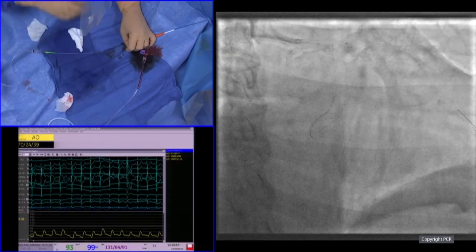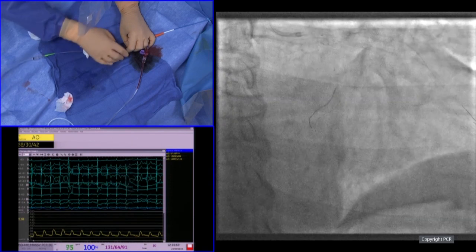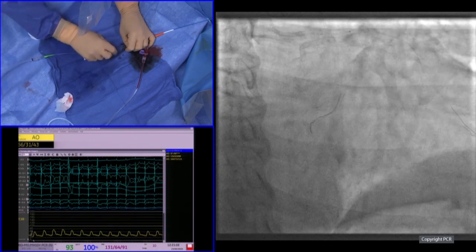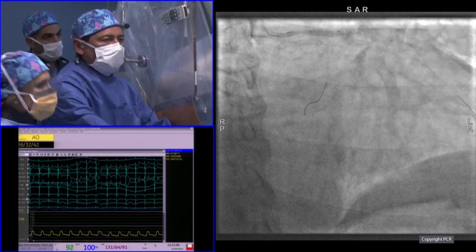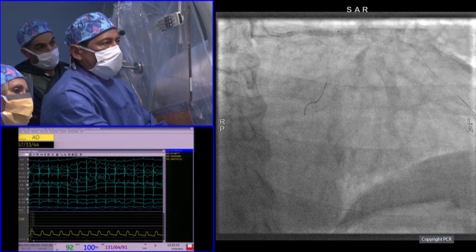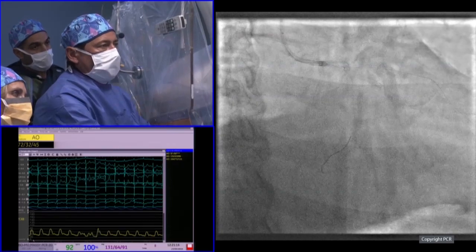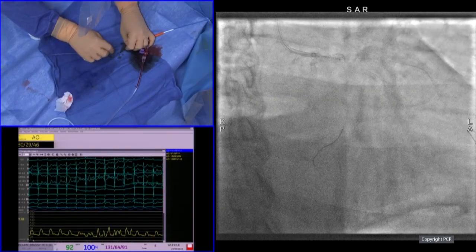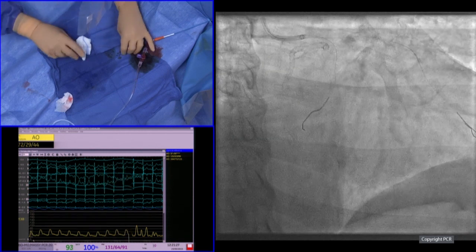Absolutely. So we planned to start with the OFDI, but as you can see, the lesion is really tight. We had a drop in pressure now, and we thought it's much safer to predilate and have a better flow in both branches. Okay, so we were at 12 atmospheres with the 3.5 balloon. We can assess the result after the predilatation.